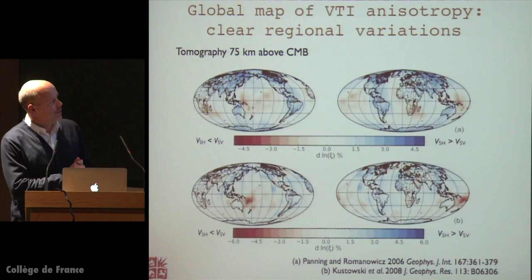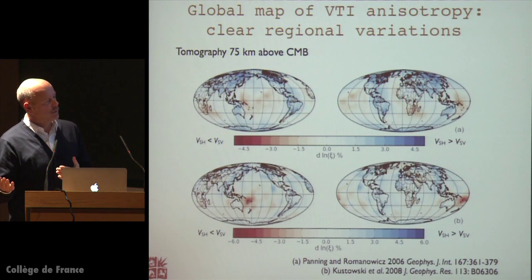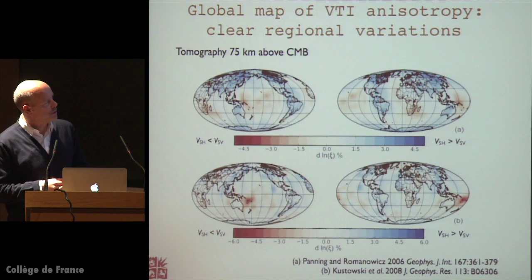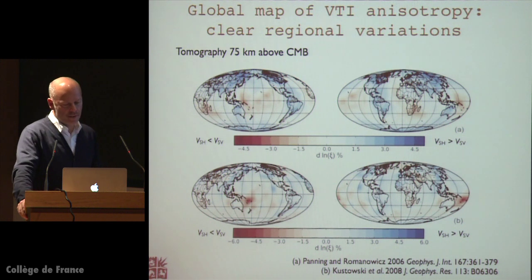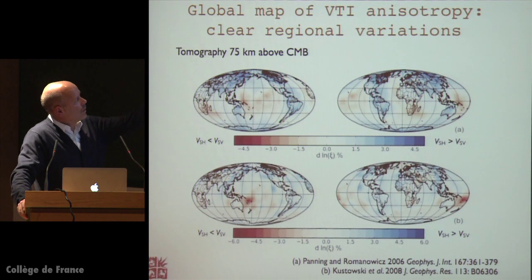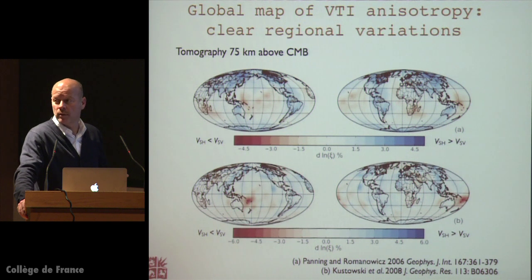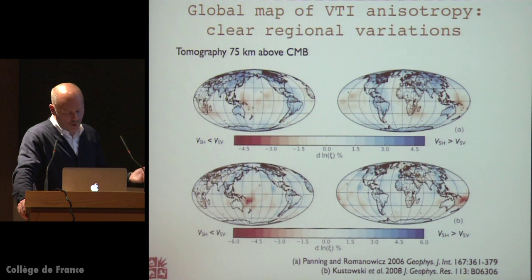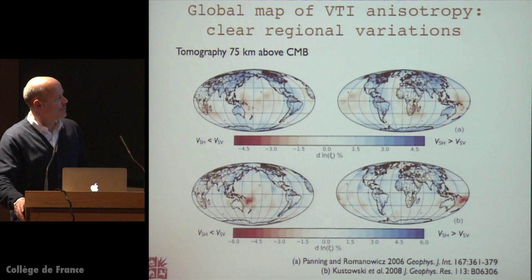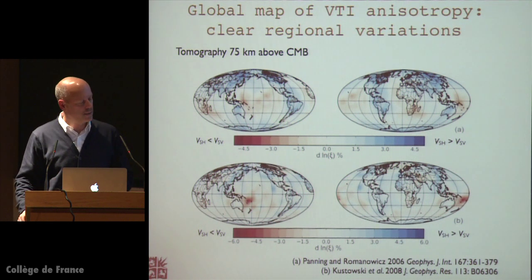Two groups have actually taken observations of the onset of the horizontal and the radial component and inverted for maps of anisotropy as a function of depth, so VTI anisotropy. In both, you can see that there are some clear regional variations. In the areas of paleosubduction, areas that are higher in average seismic velocity, the SH phase leads the SV. Then as you move into the warmer regions, the lower seismic velocity areas, you get the opposite effect, where SV is actually faster than SH.